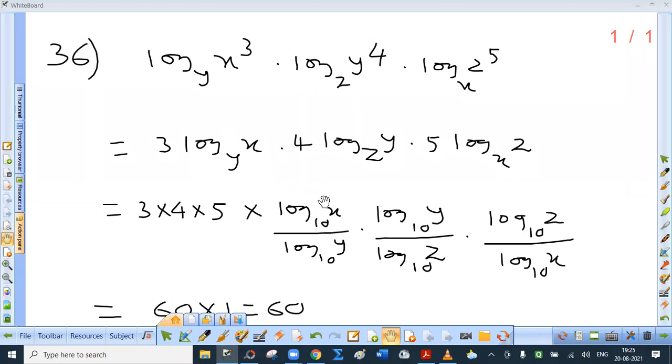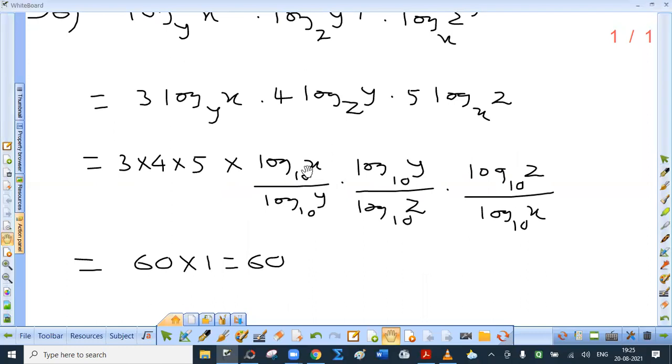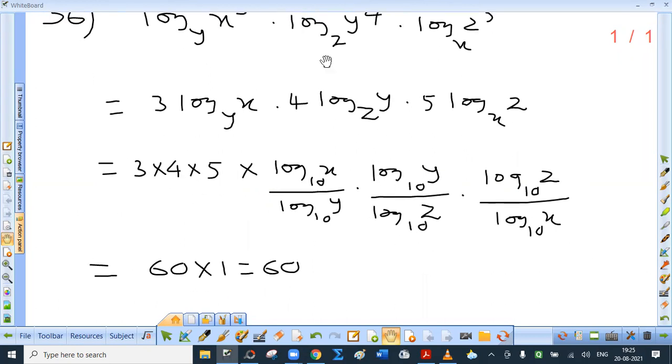Log x to the base y is log x to the base 10 upon log y to the base 10. Same here also. So log x once in the numerator and in the denominator. Same for remaining terms. So this is 60 into 1, which is nothing but 60.